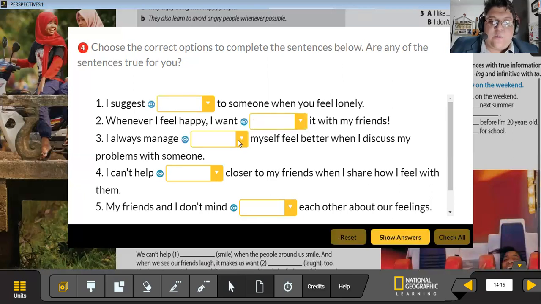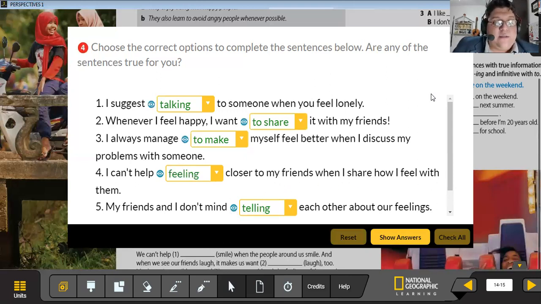How can I say? Oh, here it is. Reset. Man, that's the one thing. Dang, I messed up again. All right. I'll just do this because you guys already saw those ones. I manage to make myself feel better when I discuss my problems with someone. All right. See, it sounds a lot better than I manage making myself. I manage to make myself. I manage to make myself better when I discuss my problems with others or with someone. I can't help feeling and I don't mind telling.